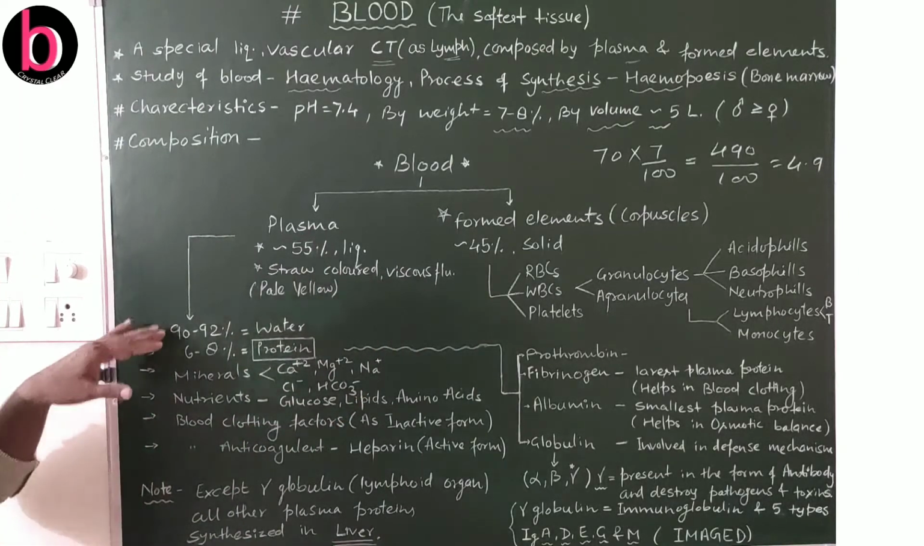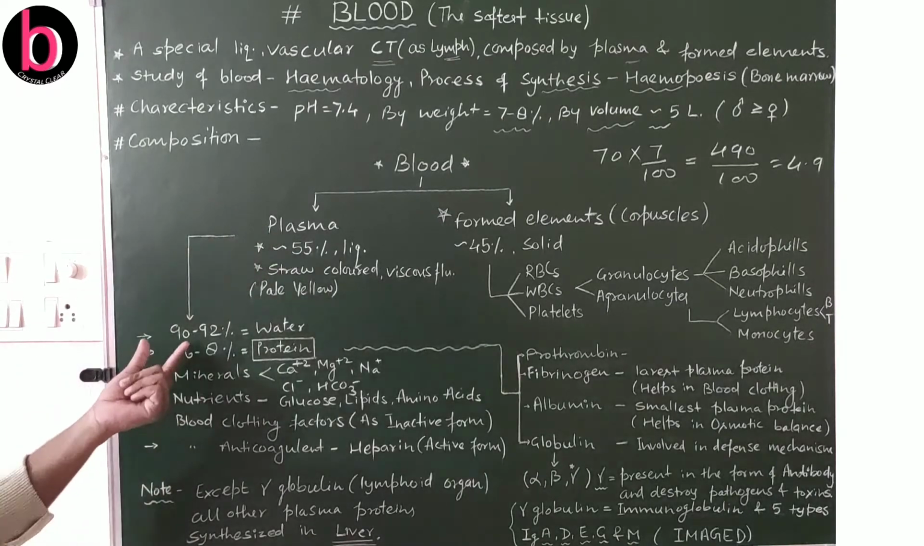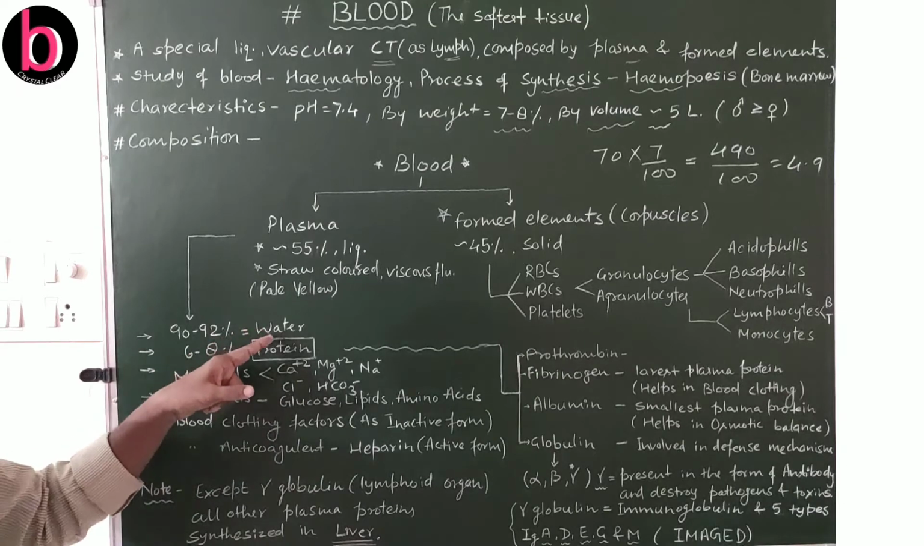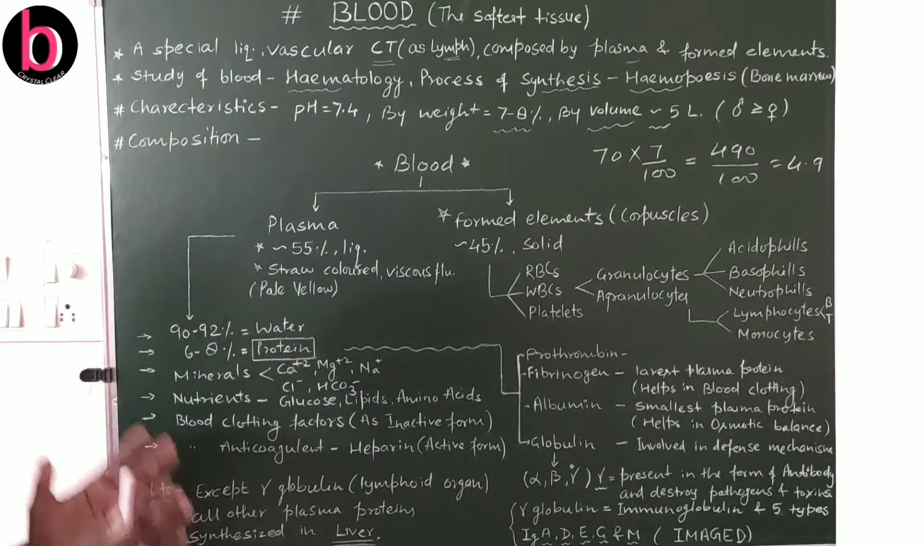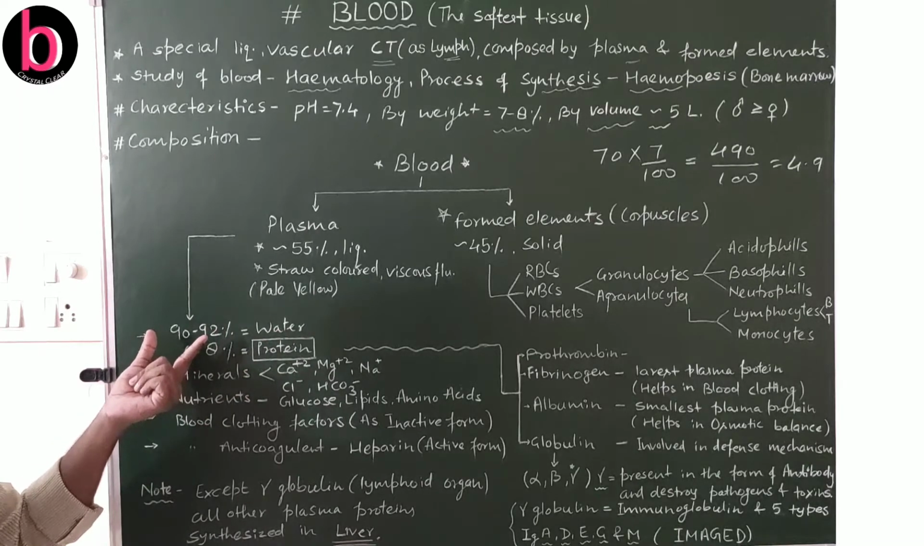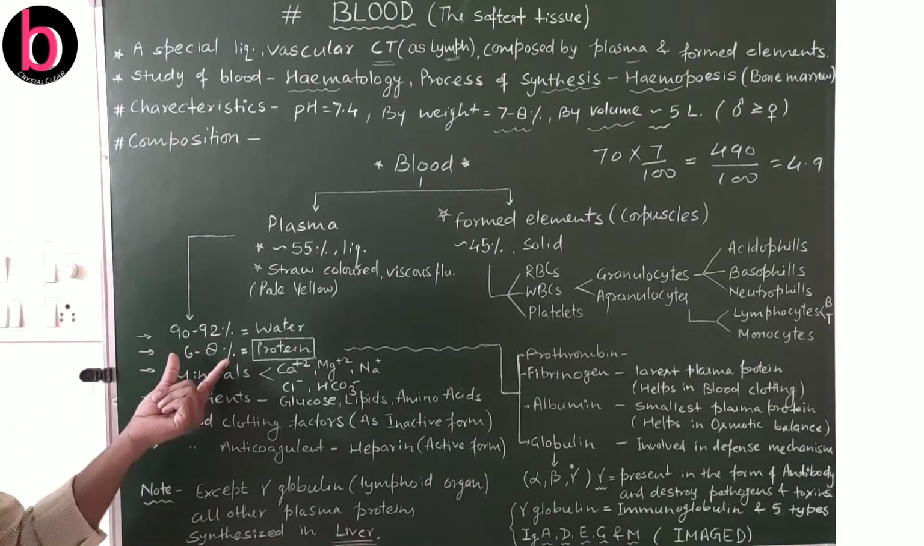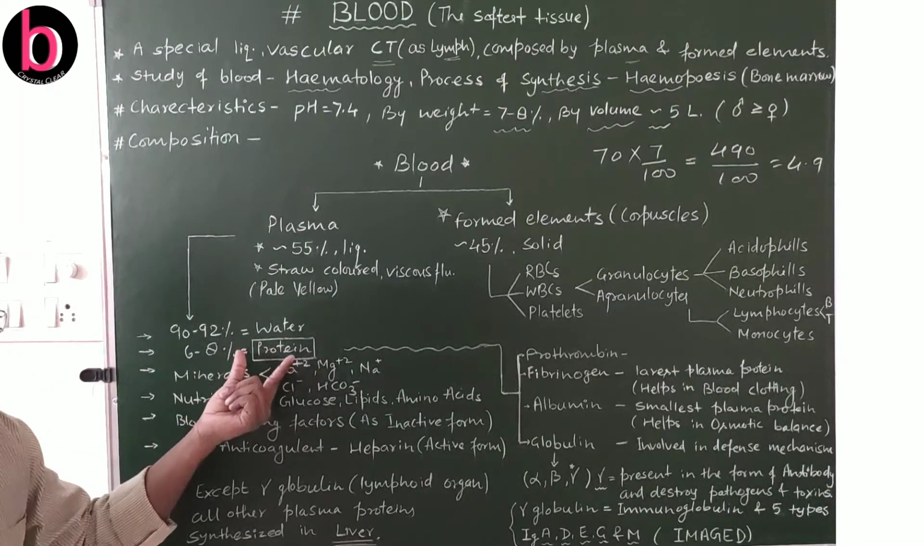Now the composition of plasma. In plasma, 90 to 92% is water. Mainly plasma is composed of water, which contributes nearly 90 to 92% of total plasma, while 6 to 8% of plasma is made up of proteins.